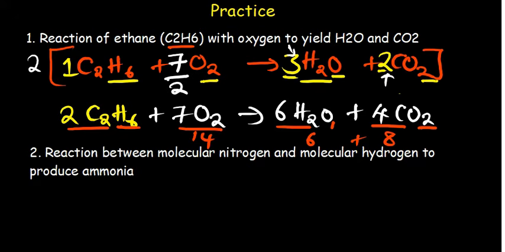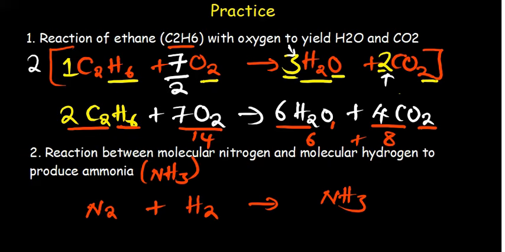For the second one, molecular nitrogen and molecular hydrogen to produce ammonia. So do you know what ammonia is? Ammonia is NH3. Okay. So in case you didn't try it out, you can try it out. So nitrogen exists diatomically. Hydrogen also exists diatomically to give us ammonia.